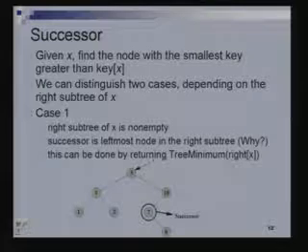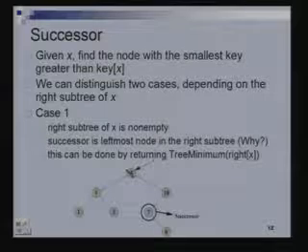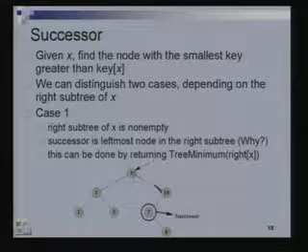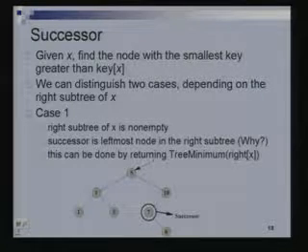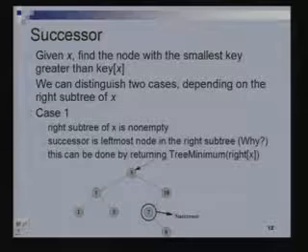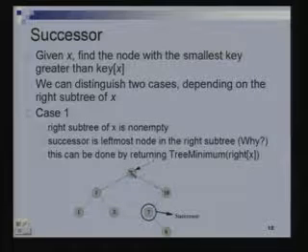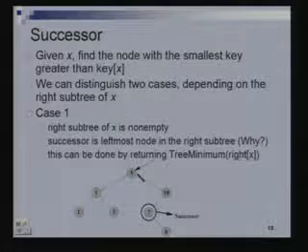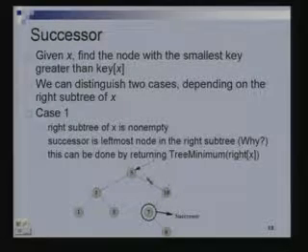So case one is when the right subtree of x is non-empty. There is something in the right subtree, right? So the picture is, this is the node whose successor we want to find. The right subtree is non-empty. It exists here. Then what do we have to do? We know that all the keys in here are larger than this. But why should the successor be lying here? Why can't the successor be somewhere else?